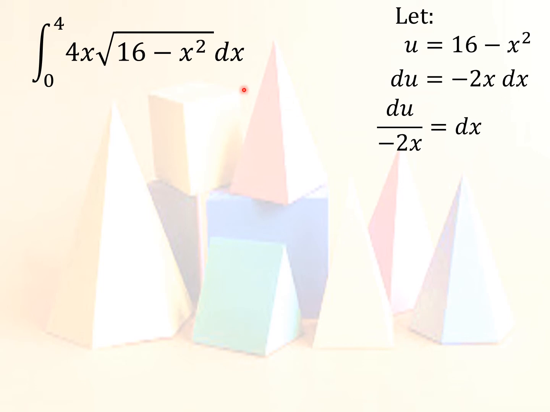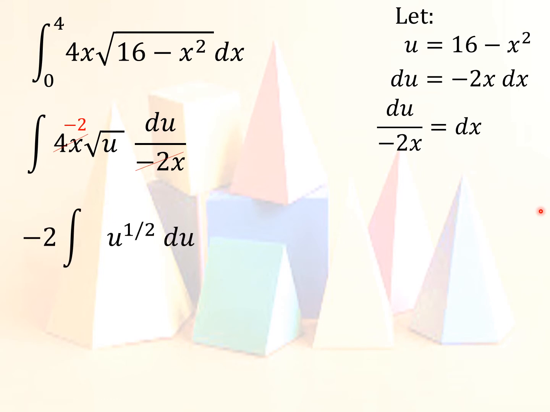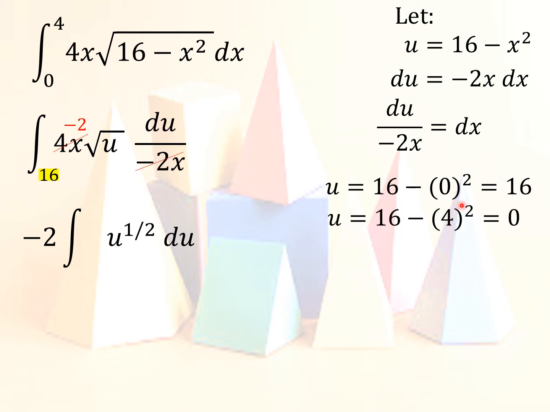From here, we are going to substitute our u as well as our dx. So as a result, we have 4x times the square root of u times du over negative 2x. Now, let us have our new lower and upper limit. To have the new lower limit, we are going to use u is equal to 16 minus x squared. So 16, substituting 0. So 16 minus 0 is 16. That is our lower limit. And then for the upper limit, it is 16 minus 4 squared, which is equal to 0. So we have the new upper limit, which is equal to 0.